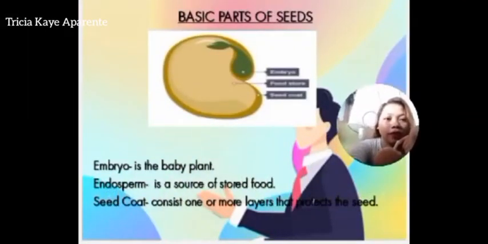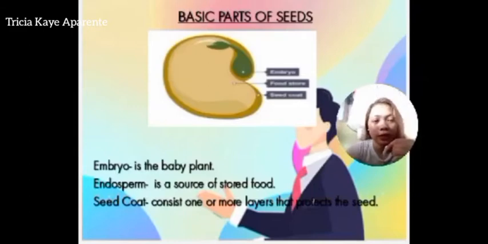Basic parts of seeds: embryo, endosperm, and seed coat. Embryo is the baby plant. Endosperm is a source of stored food. Seed coat consists of one or more layers that protect the seed.